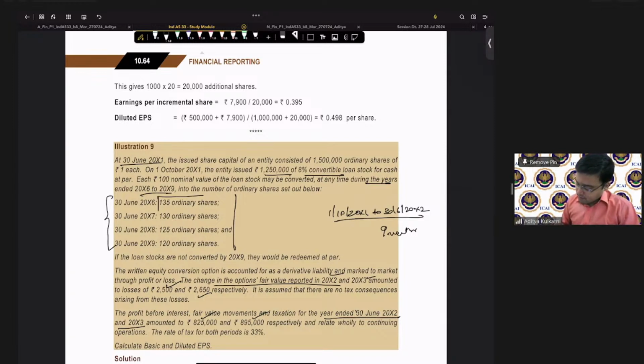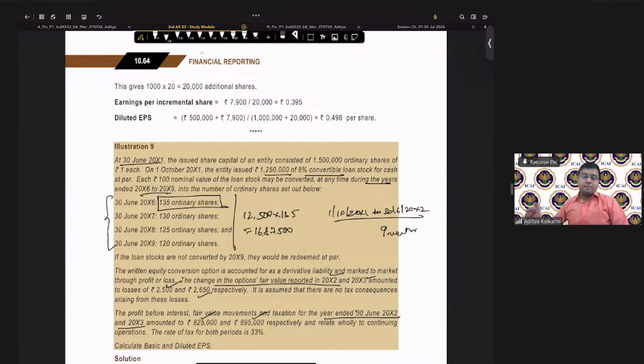So maximum conversion is how much? 135 ordinary shares. So 135 ordinary shares means how many shares? 12 lakh 50 of loan stock. So that means 12,500. So 12,500 into 135. This comes to how much? This comes to 16 lakh 87,500. Are we okay with this?